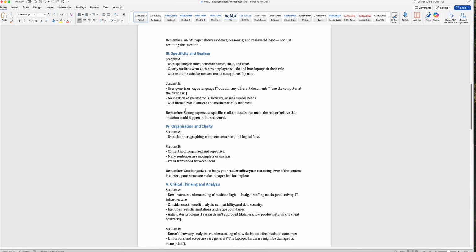So, realism and specificity. A good paper, an A paper, even a B paper, will use specific job titles, not just "new employees," but specific job titles, software names, tools, and costs. All of the details are specific to whatever business you choose to write about. Your paper should also outline what each new employee will do, that is support for your argument that you need to research. And your cost and time calculations should be realistic.